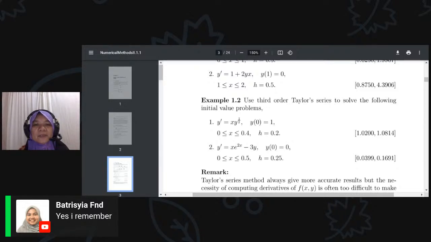You go to the notes first. All right, so now I'm going to stop sharing, because we want to solve this problem using Taylor series.